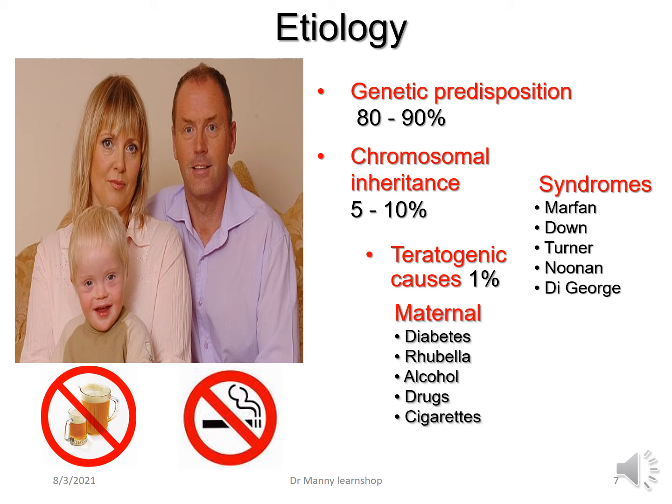Now, the etiology essentially tends to be genetic predisposition being the major cause, which is approximately 80 to 90%. It's biological, it's inherited. Chromosomal inheritance is about 5 to 10%, and this can include syndromes such as Marfan syndrome, Down syndrome, Turner, Noonan, DiGeorge. There are many others. It could be related to teratogenic causes, about 1%, and this is related to maternal diabetes mellitus, maybe contamination with rubella, ingesting alcohol in the first trimester, as well as drugs and cigarette smoking.